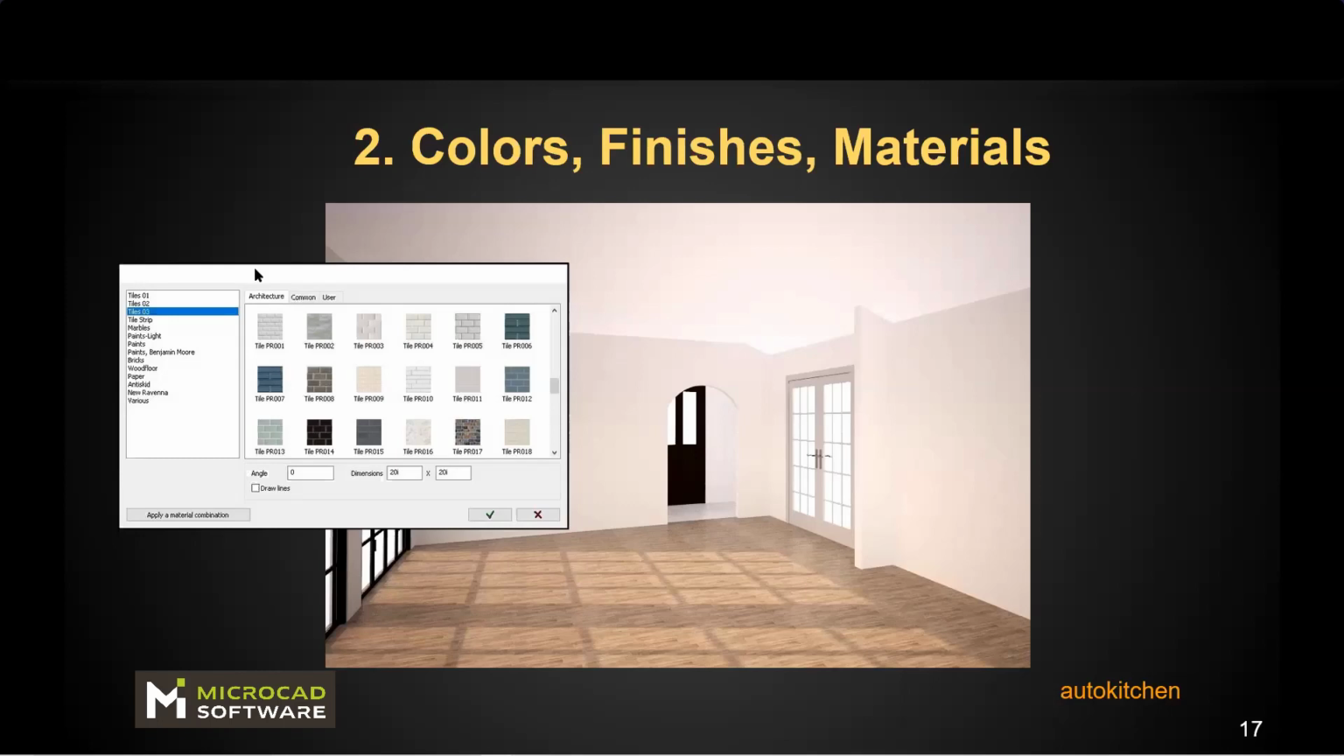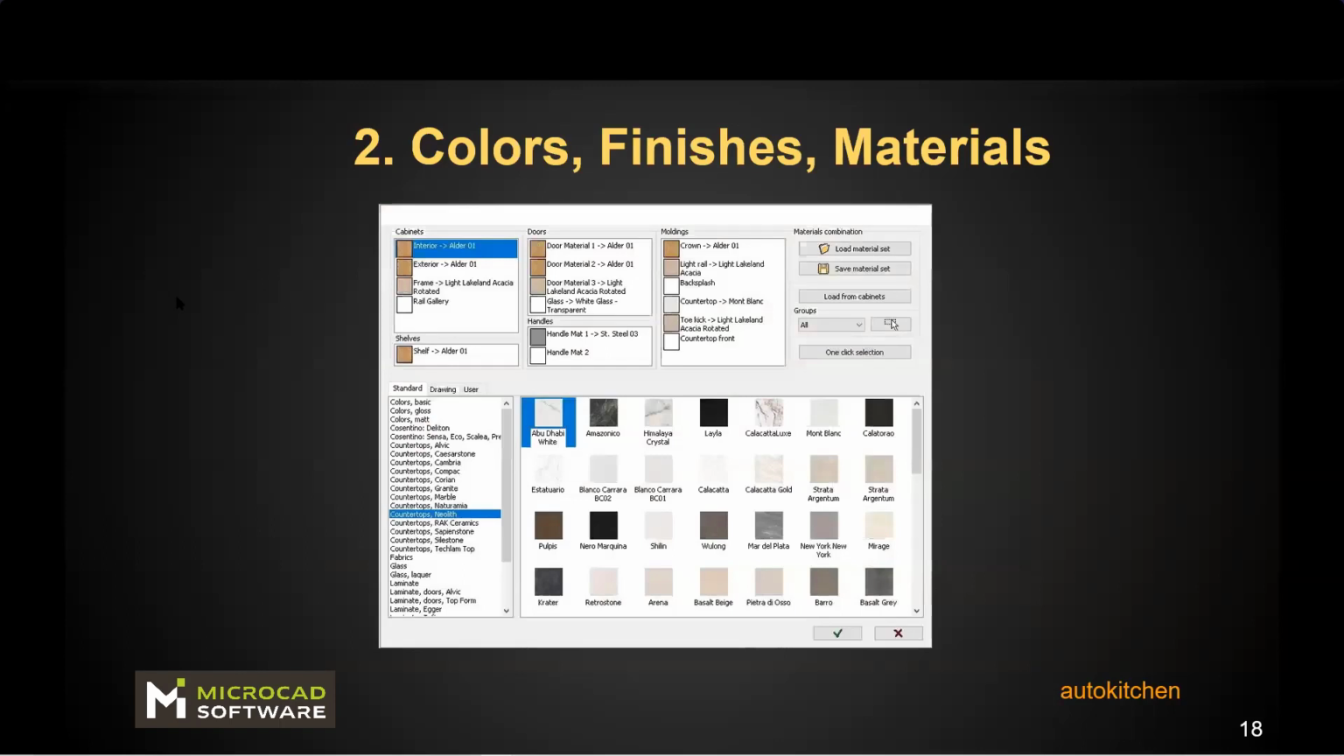For everything else that is not the floor, the walls, the ceiling, the doors, and the windows, you go to the Change Cabinet Materials button, which opens a window that looks like this. This is a busy window.